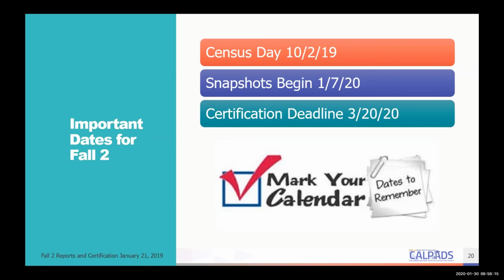The snapshots have begun as of the 7th of this month. So they're currently processing. If you're submitting files, you can be looking at reports, resolving errors. And then the certification deadline is at the end of March. And this is significant because there's going to be no amendment window. They're not going to push this date back because it's pushed back as far as it can be pushed.